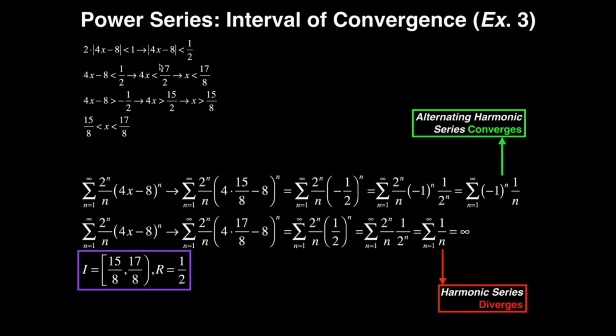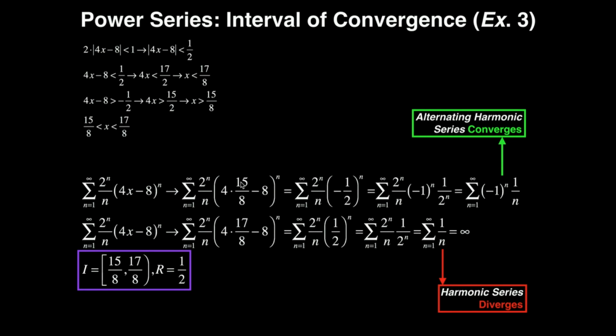All right, so this is what we just did, where we set L less than 1. So we have our two endpoints, 15 over 8 and 17 over 8. Let's go ahead and check those endpoints. Let's do the lower endpoint first, doesn't matter. So if I plug in 15 over 8, I have the series from n equals 1 to infinity of 2 to the n over n times 4 times 15 over 8 minus 8, since we had 4x minus 8.